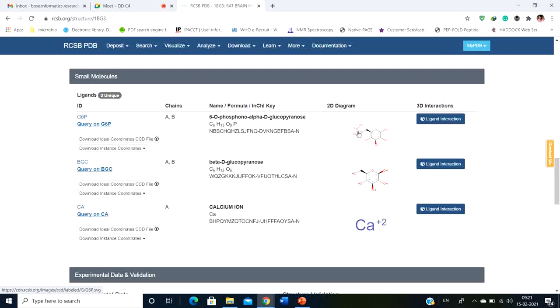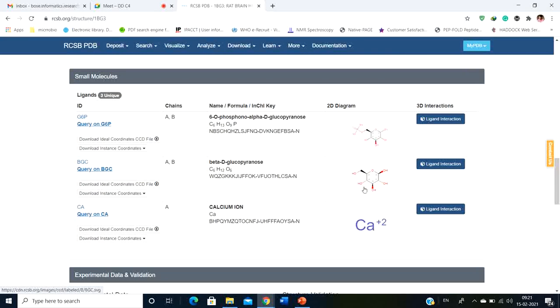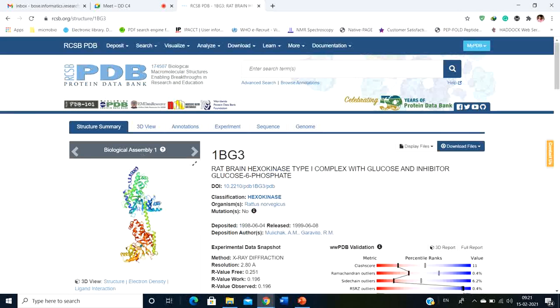So this is the G6P, the glucose 6-phosphate inhibitor. Along with it, it has this beta-D-glucopyranose, and of course it has the calcium ion attached to this particular molecule.